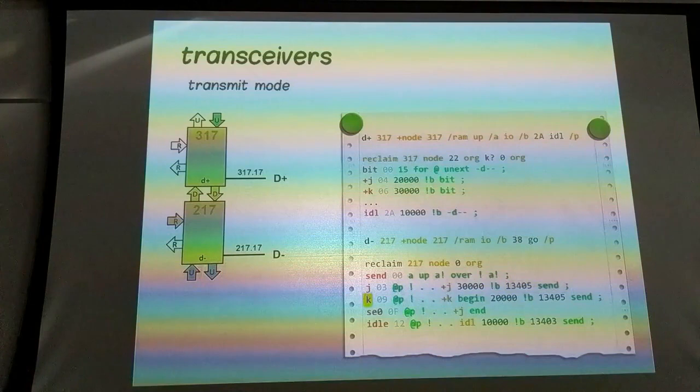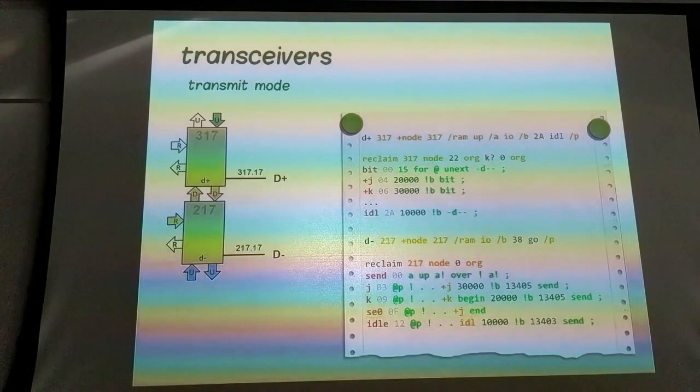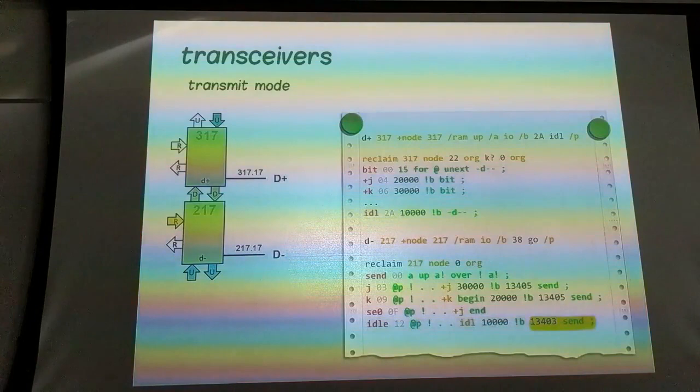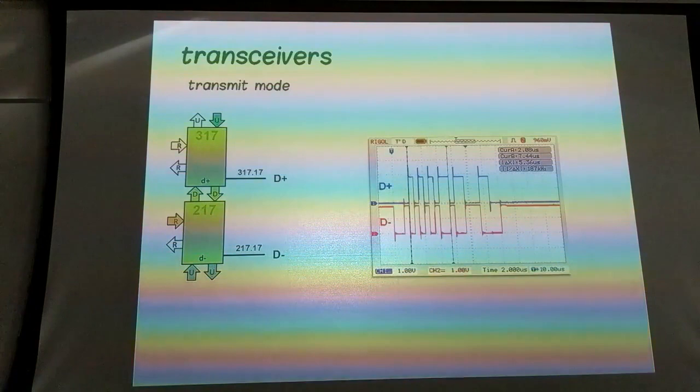In node 217, there are similar words J and K. Executing J, we first call plus J in node 317, which sets the D plus line low, and at the same time we set the D minus line high. Then we set out direction of the bus. Word K works in a similar way, as well as word single ended zero.